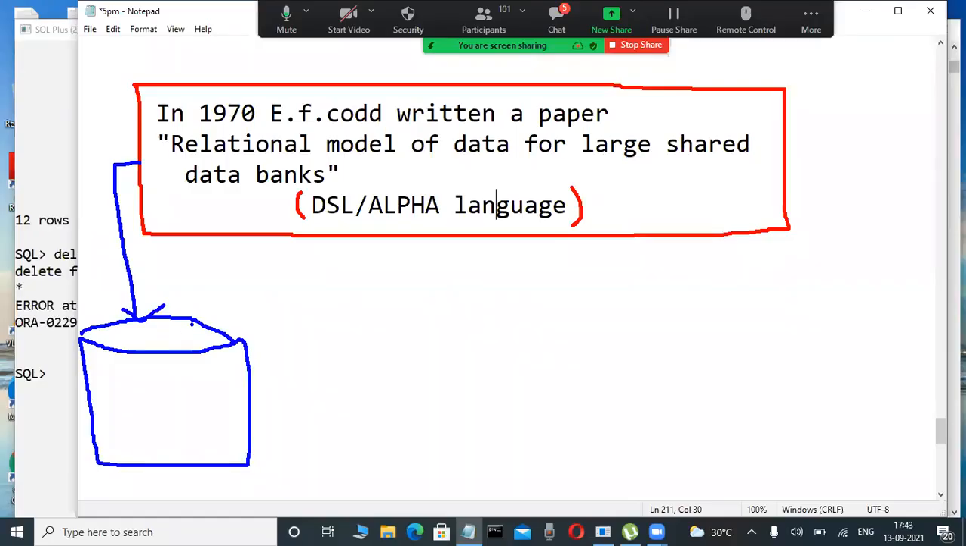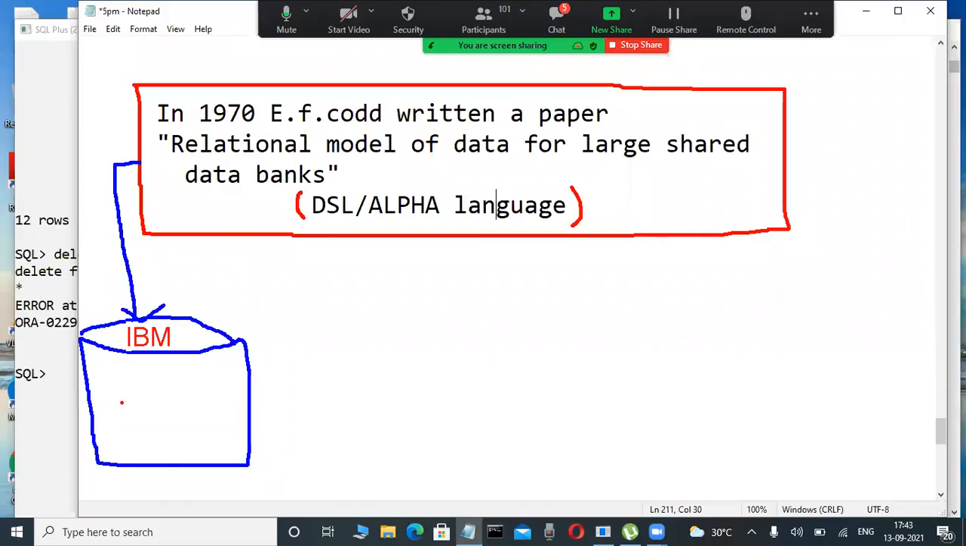Now slowly observe here. Which company? Some are guessing. Very good, correct. Yes, IBM. Because at IBM, E. F. Codd was working. He's a mathematician, a scientist actually, and he introduced it. Now the IBM company introduced the first relational data model product based on this paper.